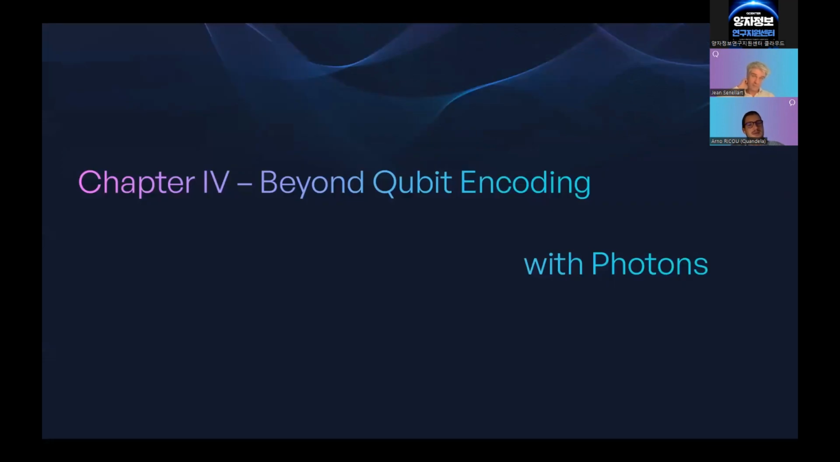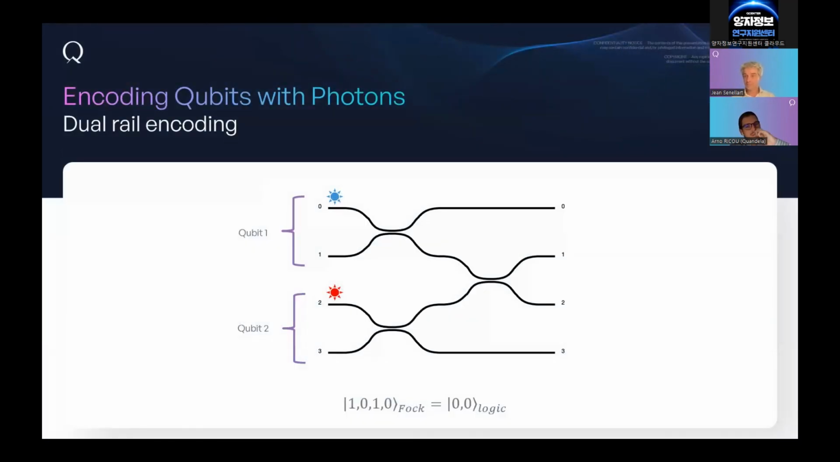And last but not least, beyond qubit encoding with photons. As we explained, we can encode qubits using photons. So we take 2 wires, 2 modes, and we send a photon in both of these wires. In this case, what we call the state 1010, which corresponds to where we have a photon, is mapped to the logical qubit state 00. And then we make it evolve using beam splitters.